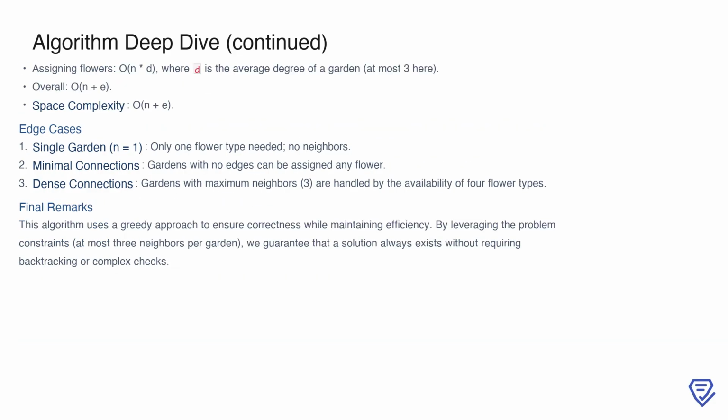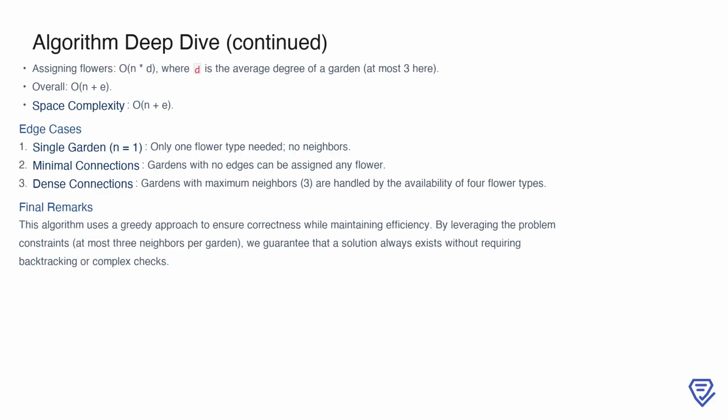The time complexity of the algorithm includes the construction of the adjacency list, which takes O(E), where E is the number of edges, and the assignment of flowers, which takes O(N * d), where d is the average degree of a garden, capped at 3. This results in an overall time complexity of O(N + E). The space complexity is also O(N + E), accounting for the adjacency list and the array to store flower assignments.